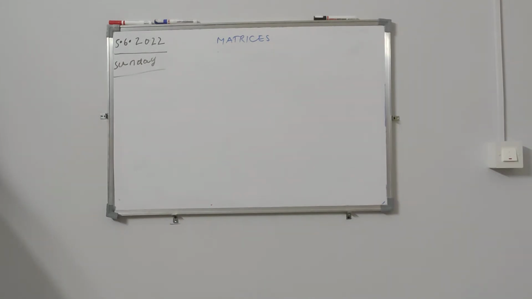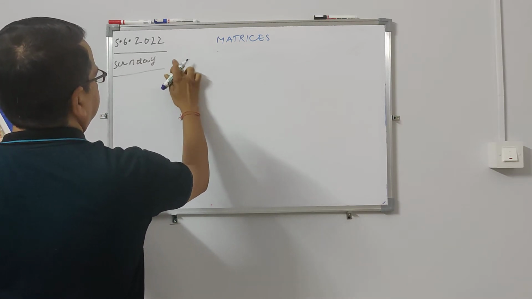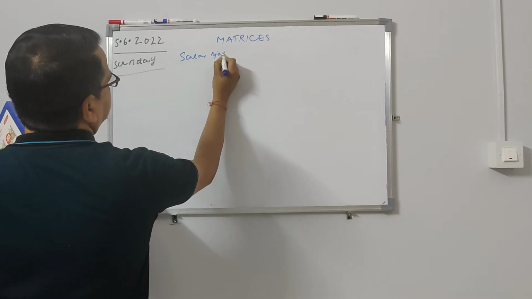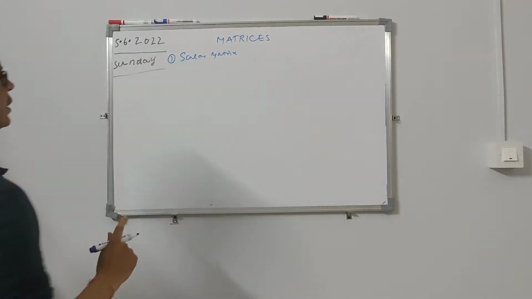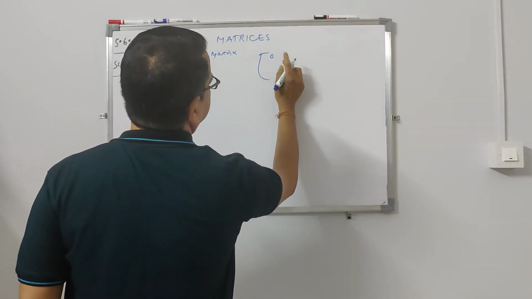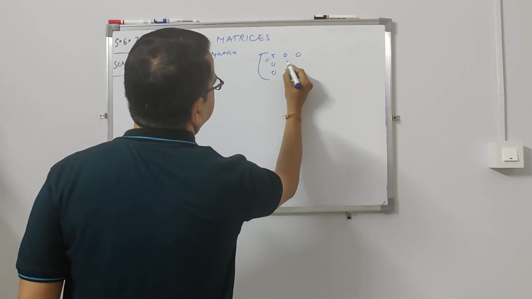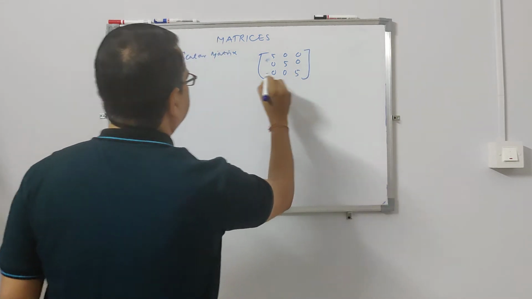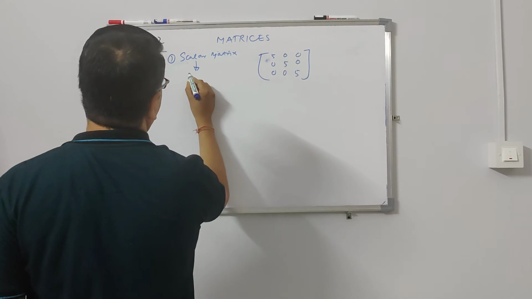Then comes your scalar matrix. A diagonal matrix in which all diagonal elements are equal. All non-diagonal elements are zero and diagonal elements are same. So that is a square matrix. This is your scalar matrix, number 7. So it's a diagonal matrix, but all elements in the diagonal are equal. Let us say this is 5, 0, 0, then 0, 5, 0, 0, 0, 5. So first it has to be a diagonal matrix, and in the diagonal matrix diagonal elements are same.